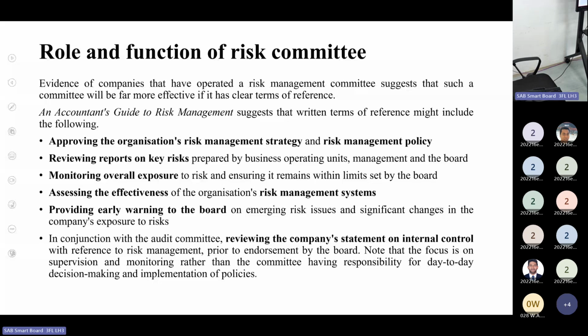Right? So that is what they are telling. Monitoring the overall risk exposure and ensuring it remains within the limits.